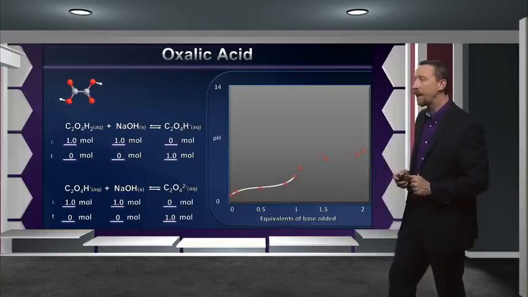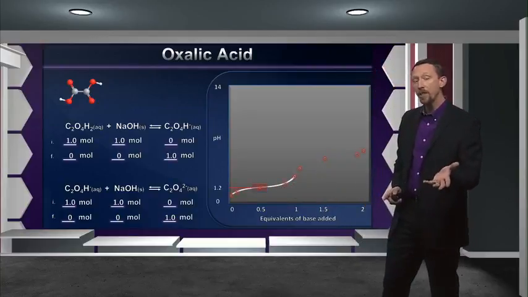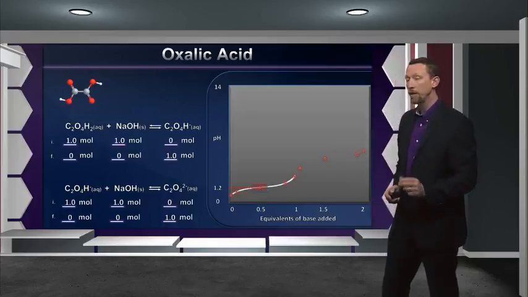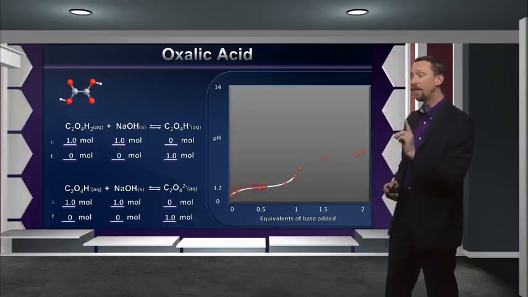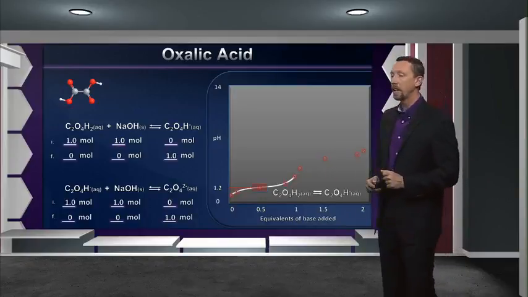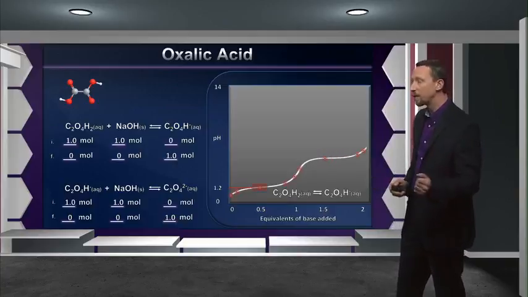As I continue adding base, I first sweep through one area where I have a leveling off. That corresponds to the point where oxalic acid and hydrogen oxalate are buffering. So that will be right about the pKa of the first deprotonation, or 1.2. The second little distortion in my curve here is going to be where the second equilibrium is running the show here.